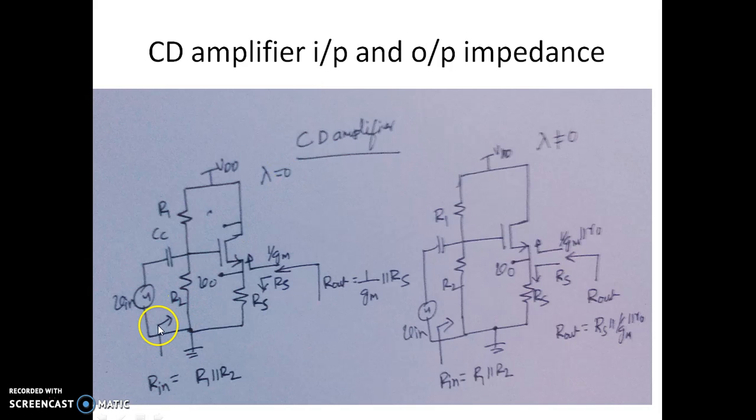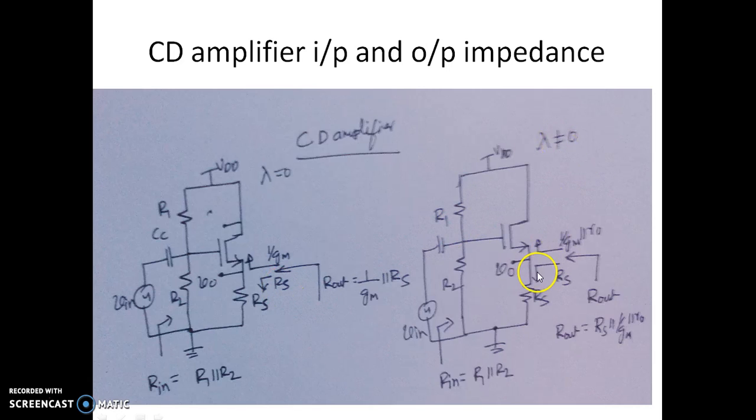With lambda 0, if you look at the input, it is R1 parallel R2. With lambda 0, the output impedance is, if you look up here, it is 1 over Gm. If you look down from that output terminal, it is Rs. The overall output impedance is 1 over Gm in parallel with Rs.